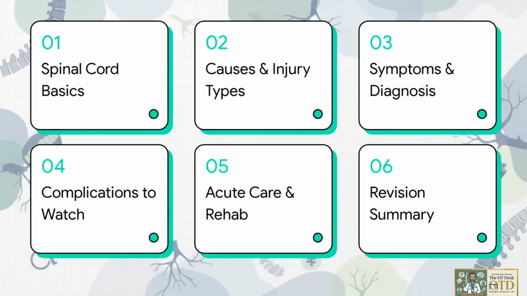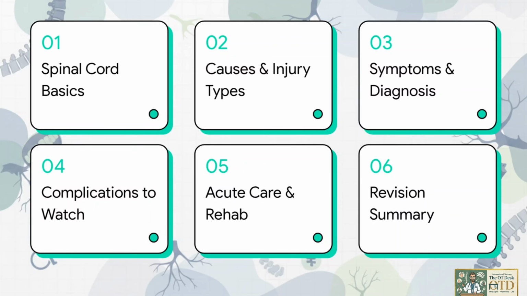Okay, let's run through the game plan for today. We'll start with the spinal cord basics, move into causes and injury types, look at symptoms and diagnosis, cover complications to watch for, explore acute care and rehab, and finish up with a quick revision summary.